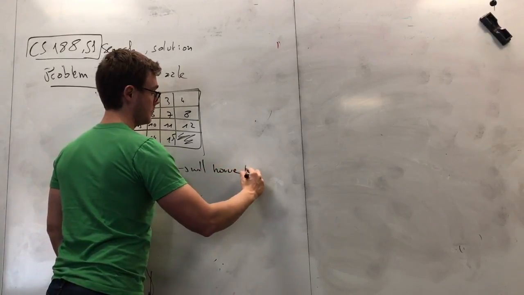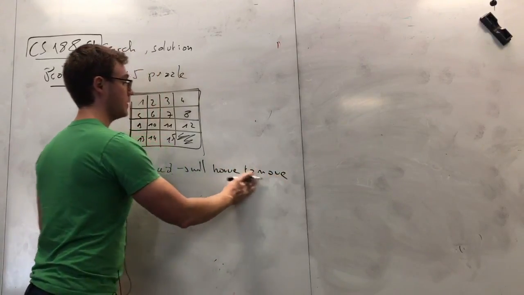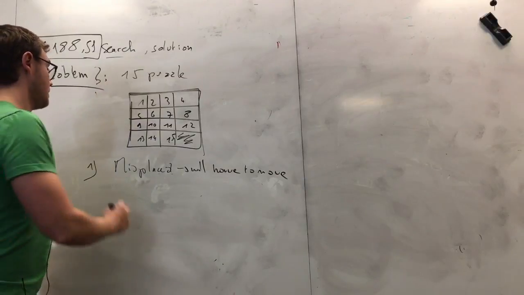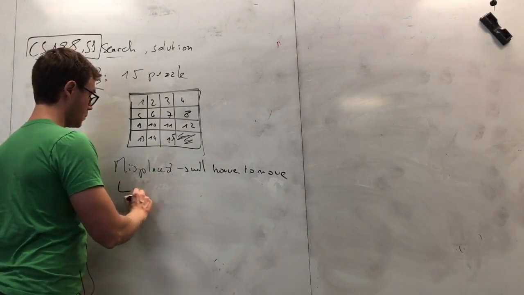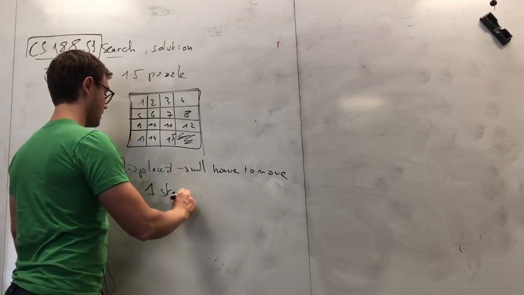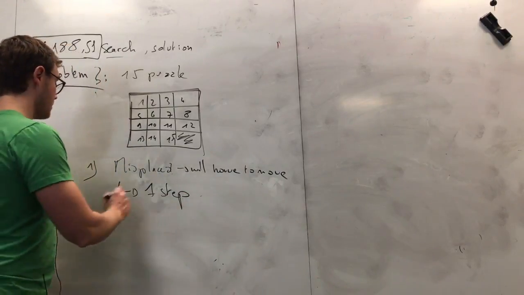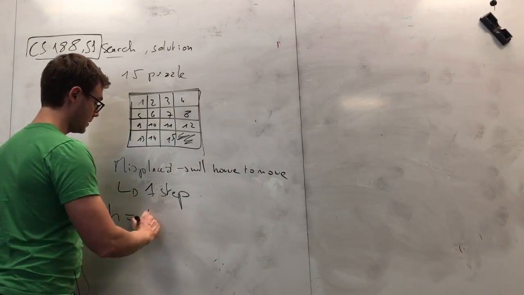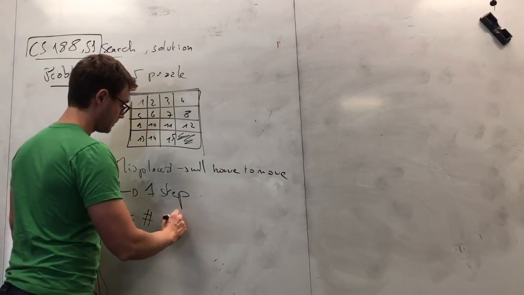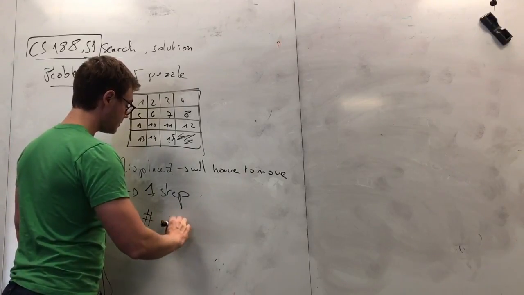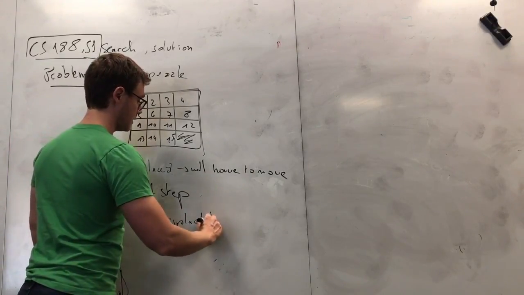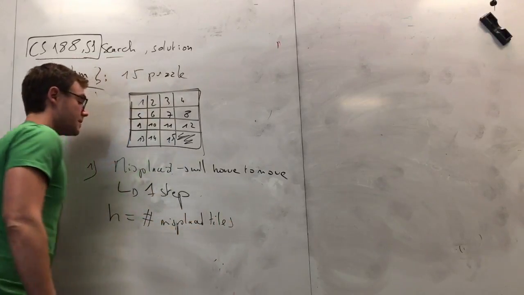If it doesn't, there is no way we can reach the goal. And this is going to take us one step. Okay? Cost 1. So we know that we have h, which is just the number of misplaced tiles. Why is this optimistic?